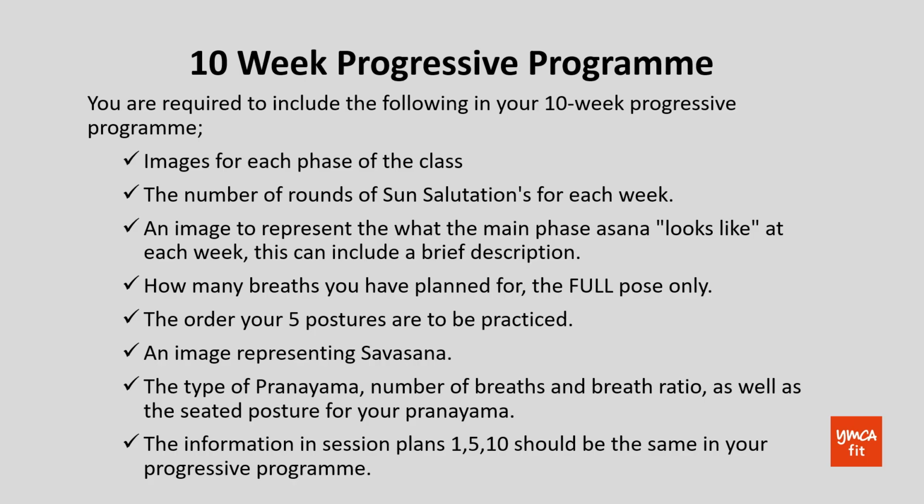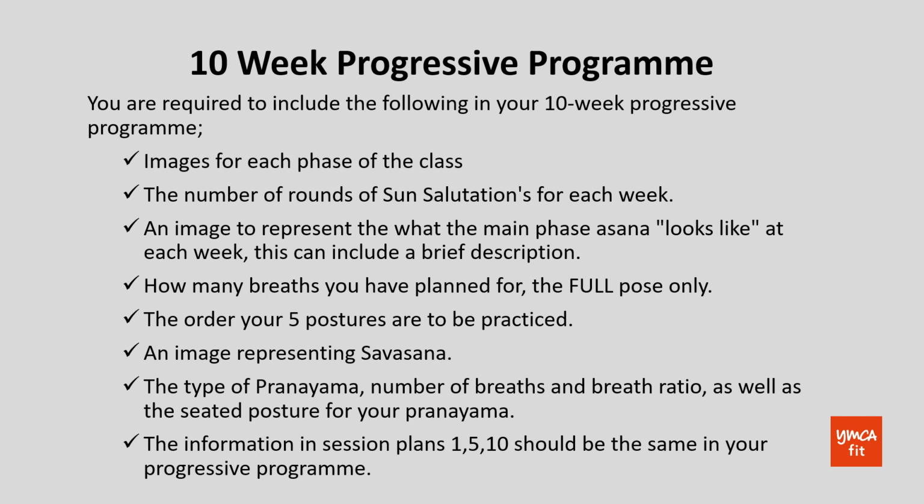So just to recap, in your 10-week progressive programme, you're required to include the following things. As I showed in the previous slide, you have an image for each phase, apart from the sun salutations, where you write how many rounds you're performing. The image that you're putting needs to be representative of what the posture looks like at each week. If the image isn't that clear about what the posture looks like, then you can add a very brief description.